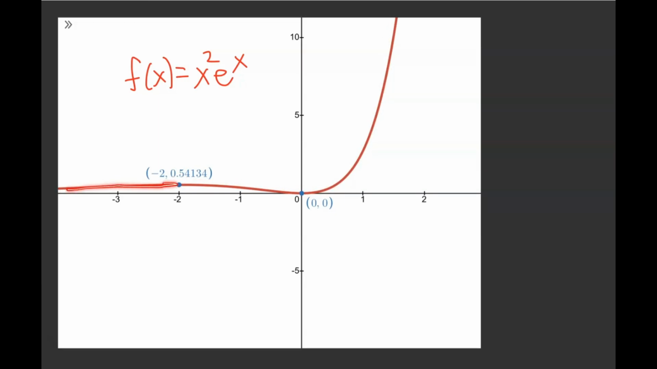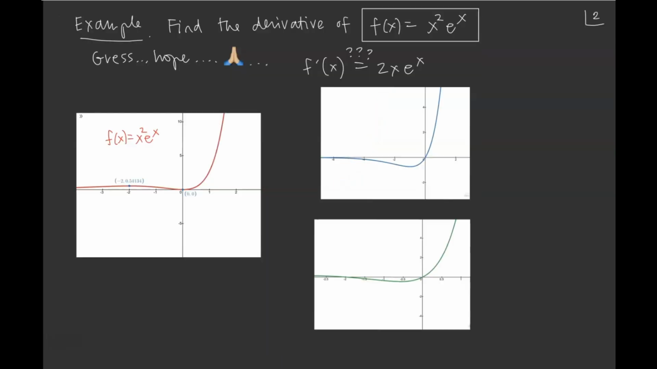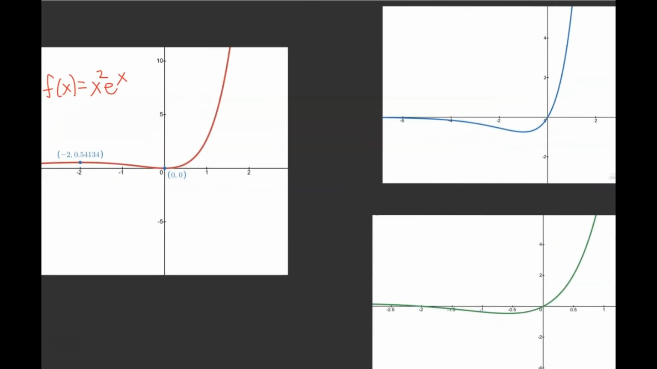The climb here is not that steep, but it is positive, and then a negative derivative, and then a 0 derivative right here, and then a lot of positive derivatives. So we kind of have an idea of what the derivative should at least look like. I'm going to give you two options for the derivative, and I want you to choose which one it should be. So remembering how this one builds up, decreases, and then shoots up.